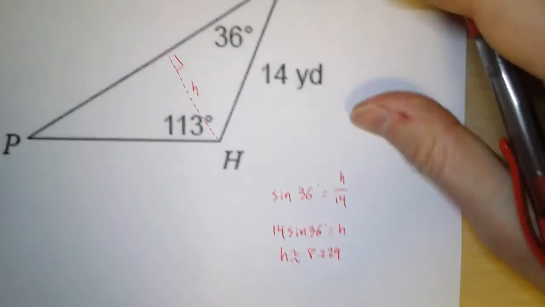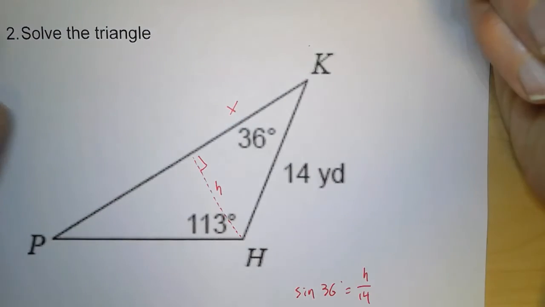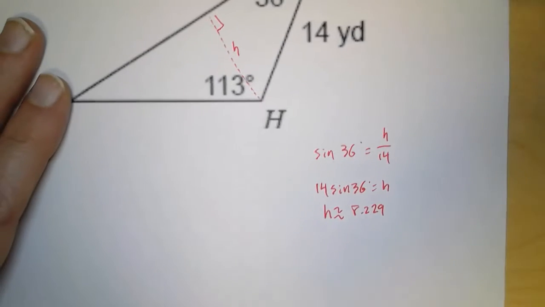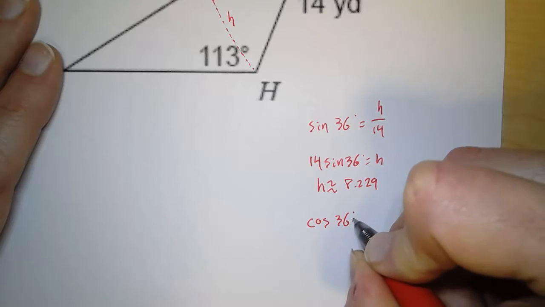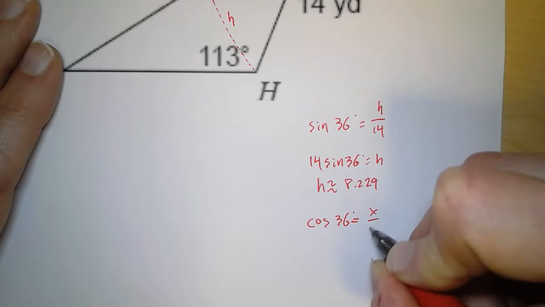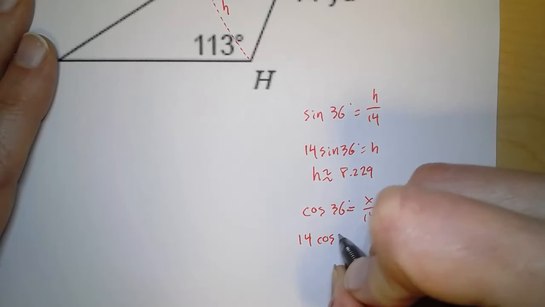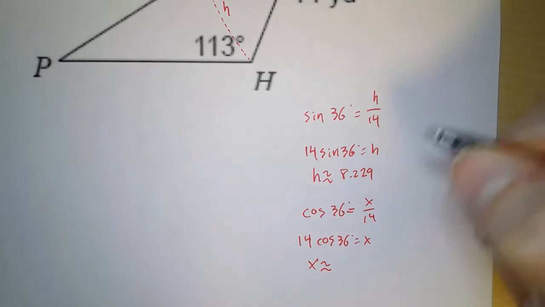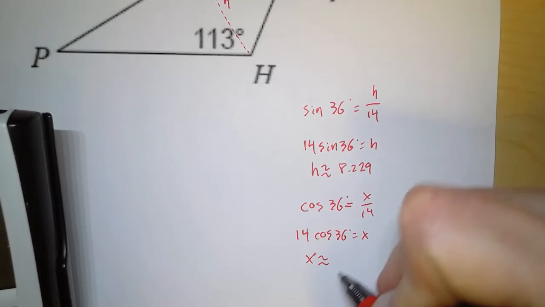So now, let's find this length here. That'll be x. So x is adjacent to 36 degrees. So we'll say cosine of 36 degrees equals x over 14. So if we multiply the 14 over, 14 cosine of 36 degrees equals x. And so x is approximately 11.326.